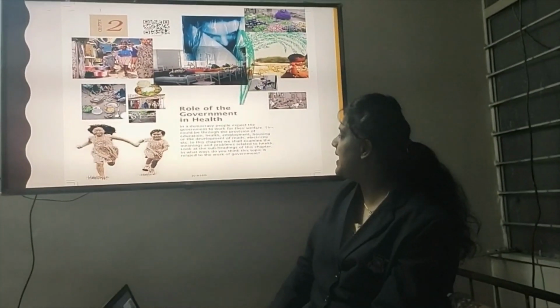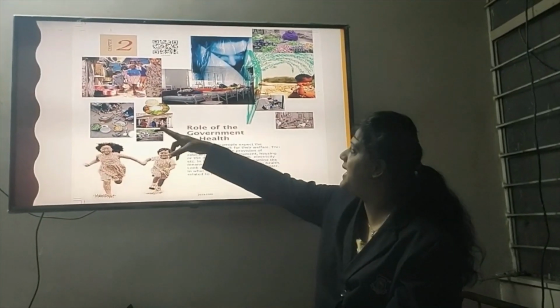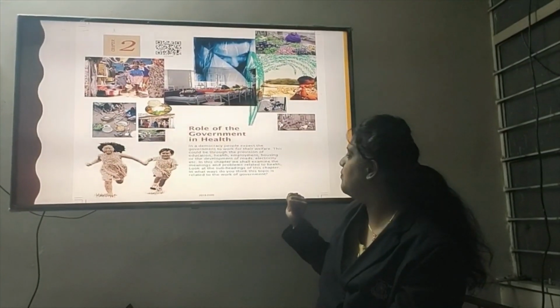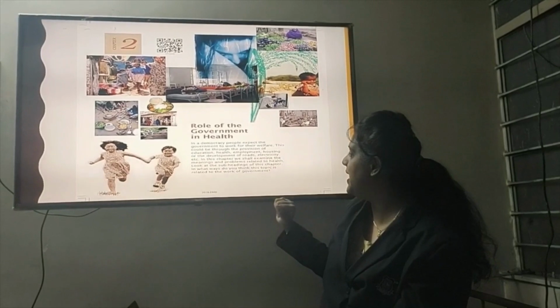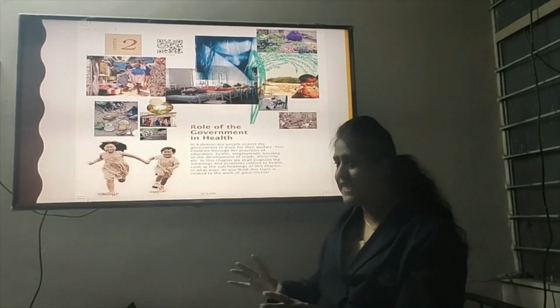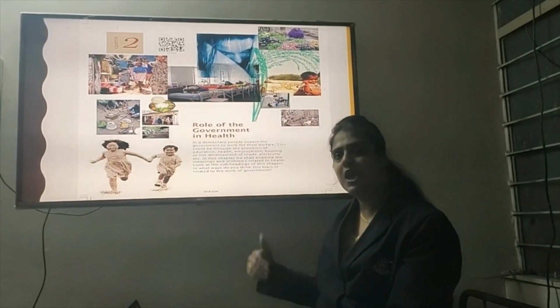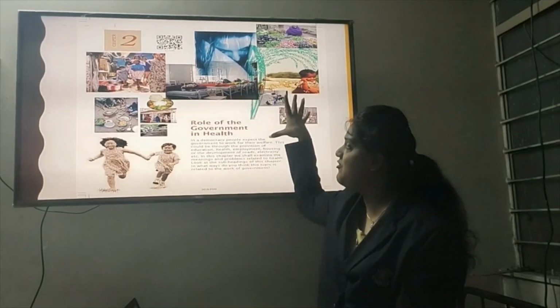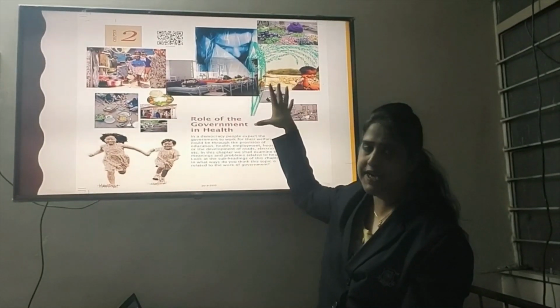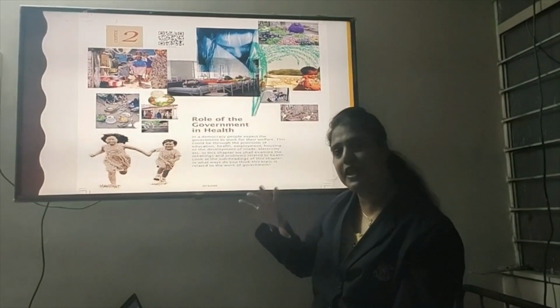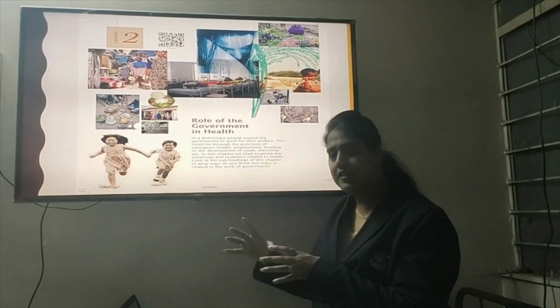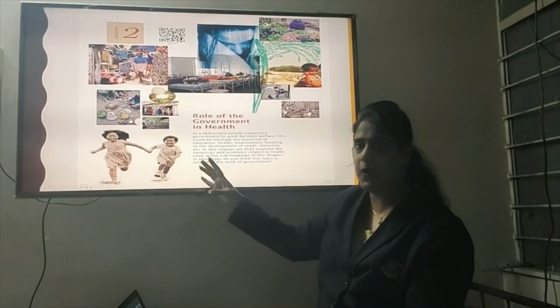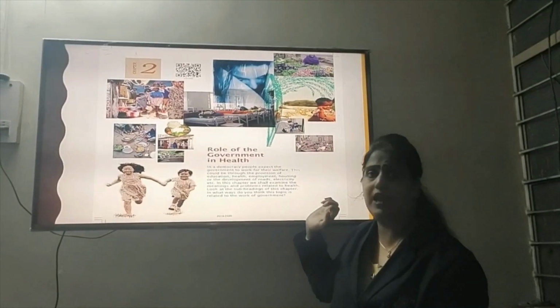Look at the subheadings of this chapter. The subheadings are the collages made over here. In what ways do you think this topic is related to the work of government? These collages are scattered. How is this collage helping you think that the government has a major role to play here?